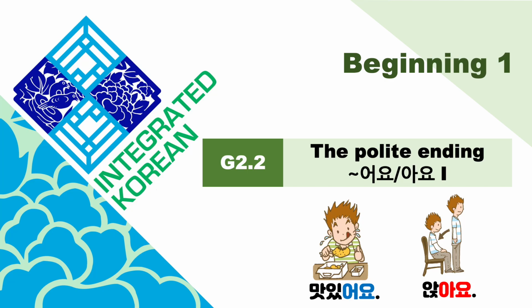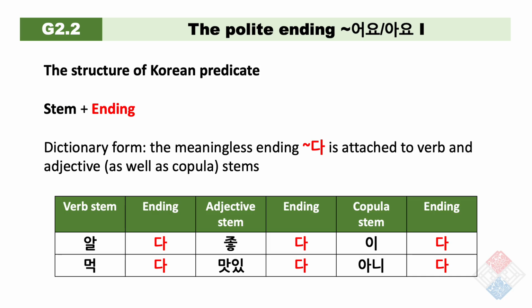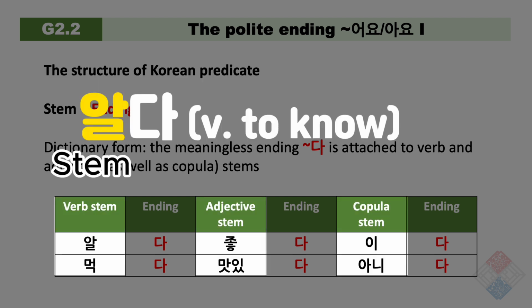Integrated Korean, Beginning 1, Lesson 2, Grammar 2.2, The Polite Ending, 어요, 아요, Part 1. The structure of predicates consists of a stem and an ending.